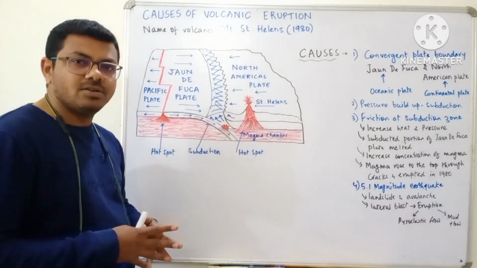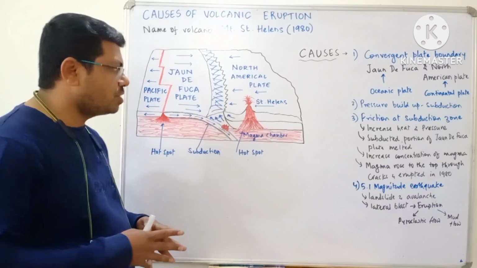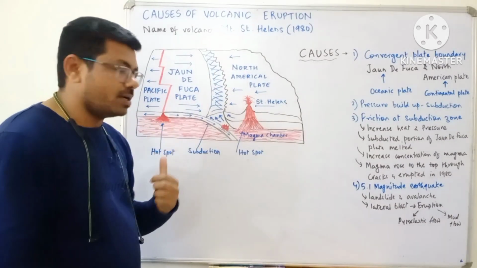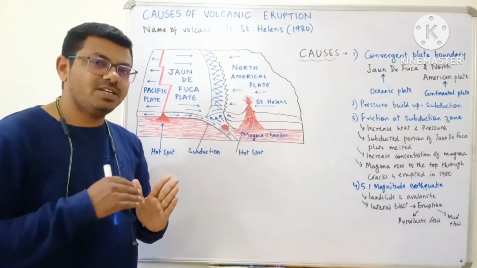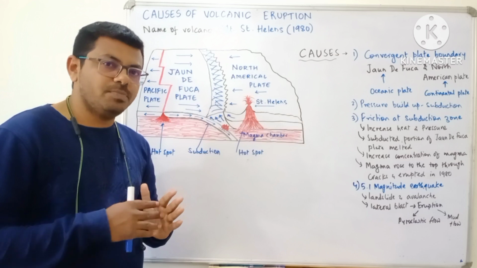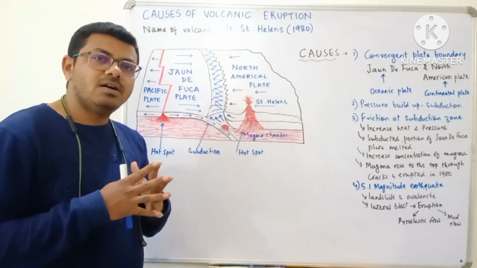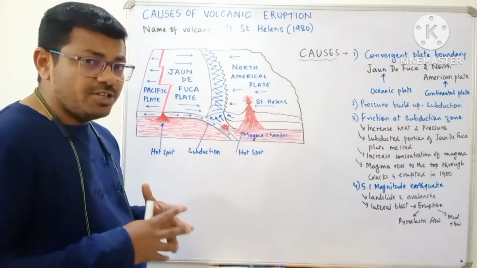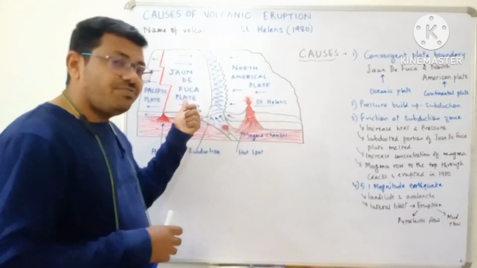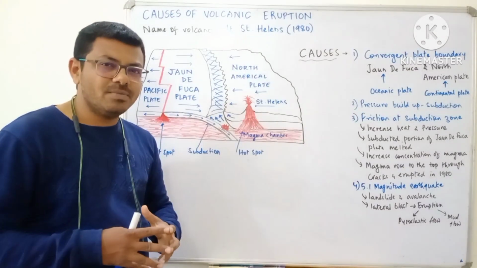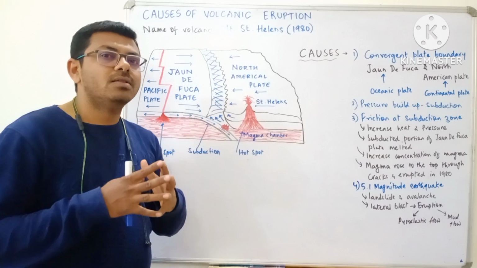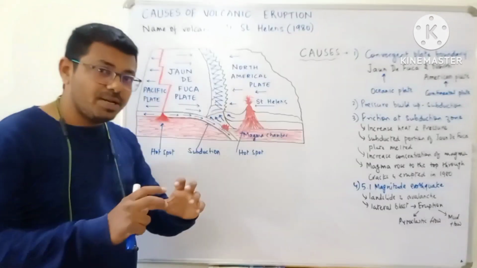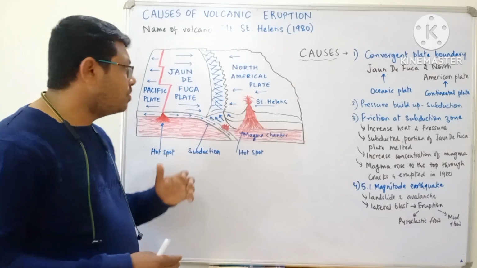Mount St. Helens is located in North America, right? And on one side of North America there is the Pacific Ocean. We all know that. The Pacific Ocean itself is the Pacific plate. So the Pacific plate is an oceanic plate, and the North American plate is a continental plate. Now what happens? The Pacific plate is divided into another plate. Juan de Fuca is a minor plate which is separating out from the Pacific plate.